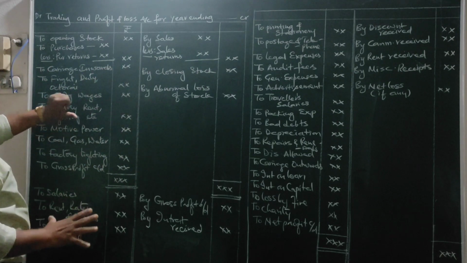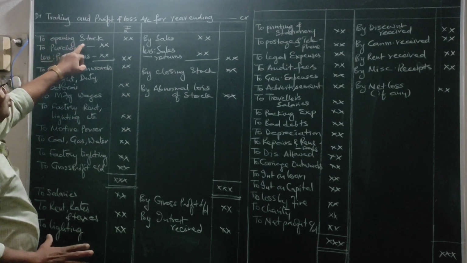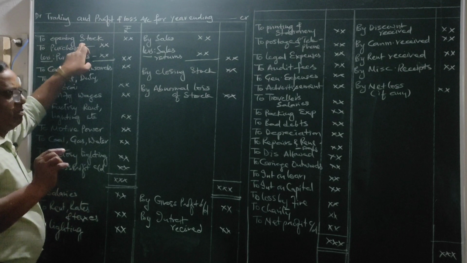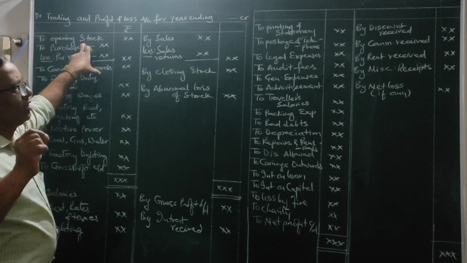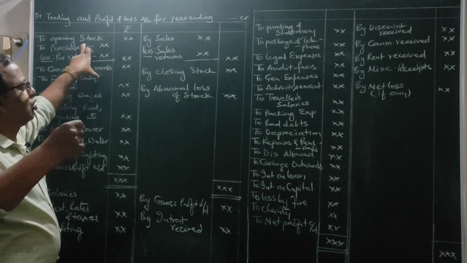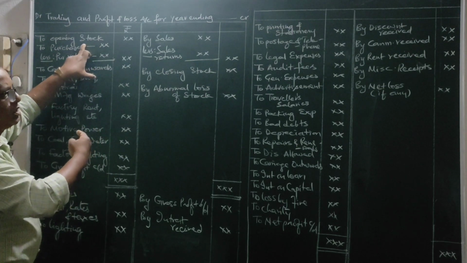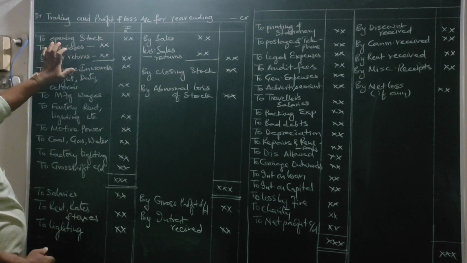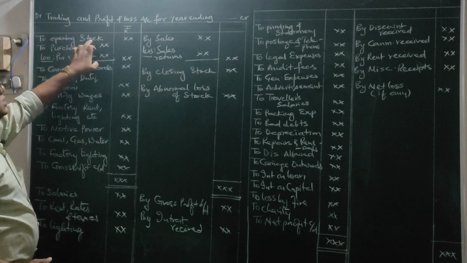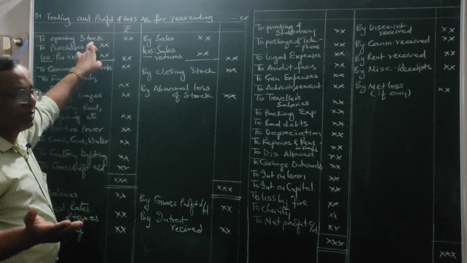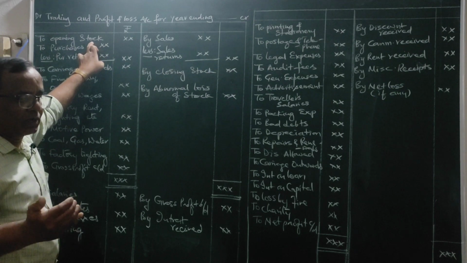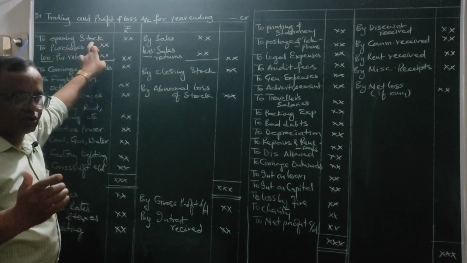So what are the items observed here? To opening stock on the debit side. When you are doing final accounts, you should know the meaning of each term you write, so I am explaining briefly. Opening stock is nothing but the value of the stock. Stock means the amount of goods left over at a particular point of time in the business.